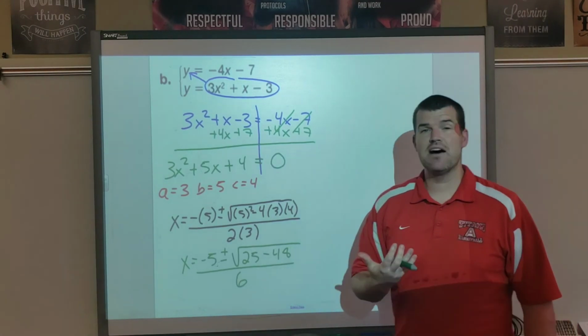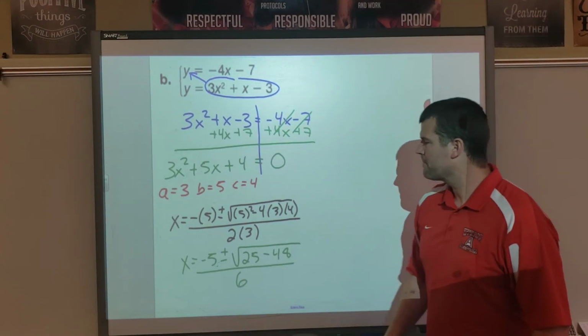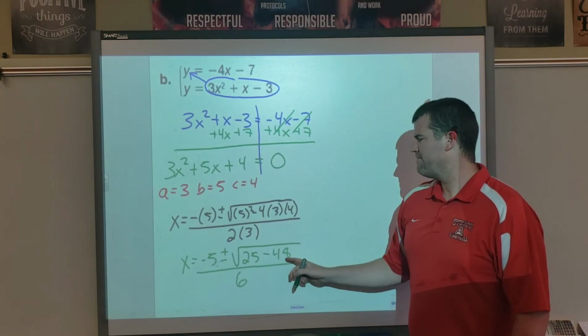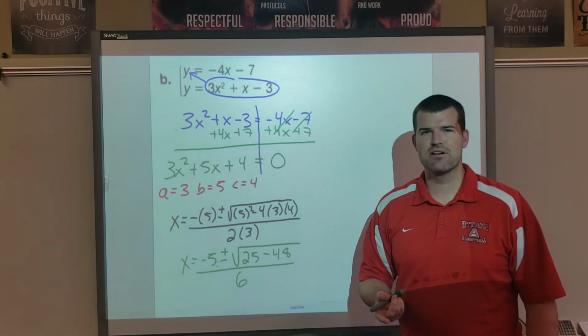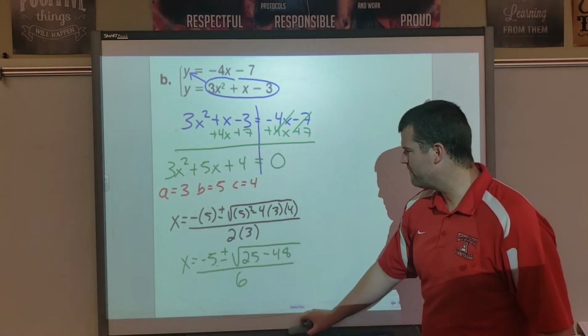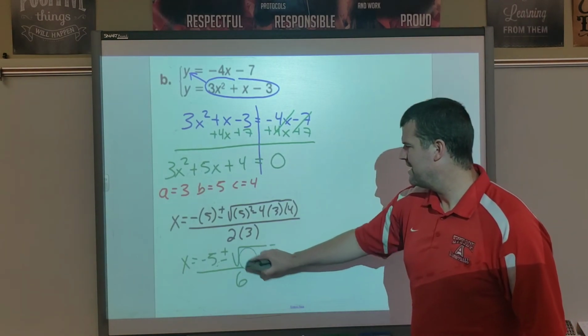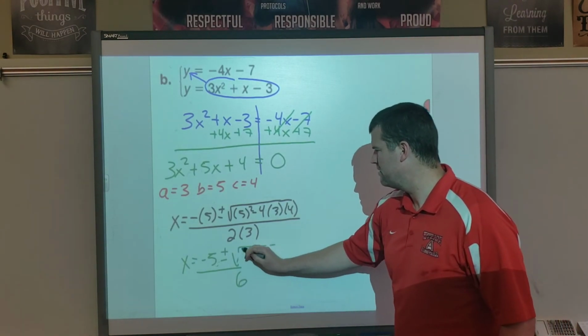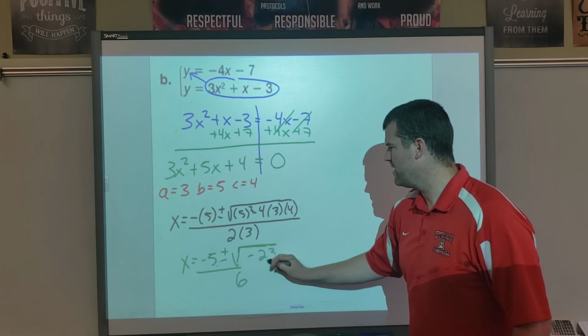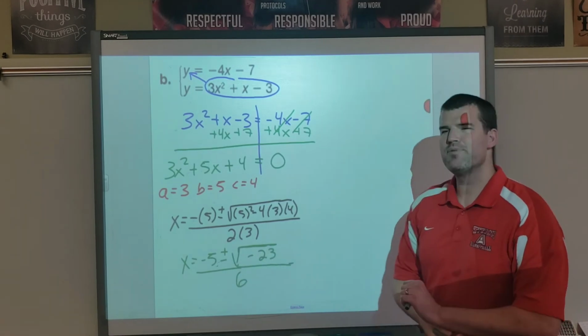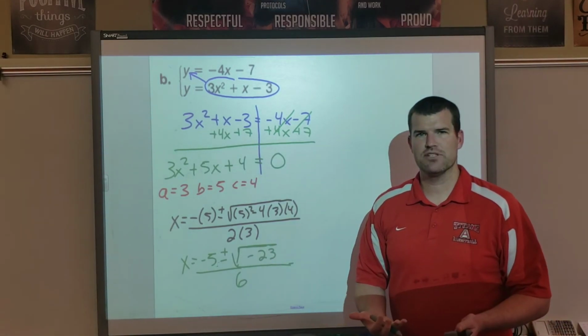Now something jumped out at me. It may have jumped out at you too. 25 minus 48. What type of number is that going to be? Well, 25 minus 48 is a negative 23. What happens if we get a negative in our square root?